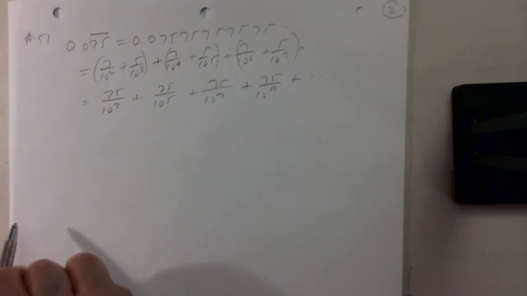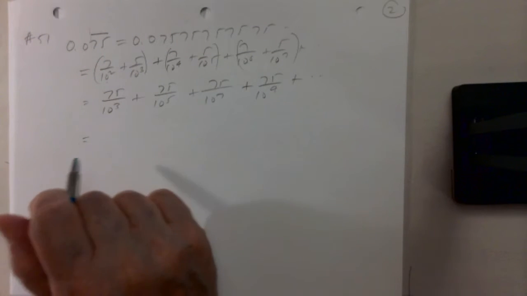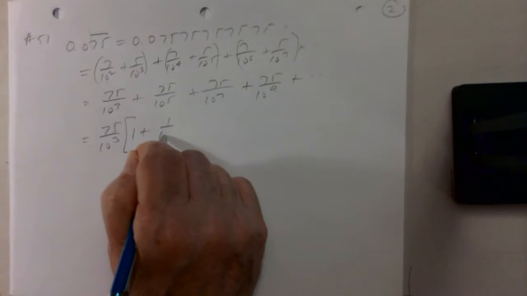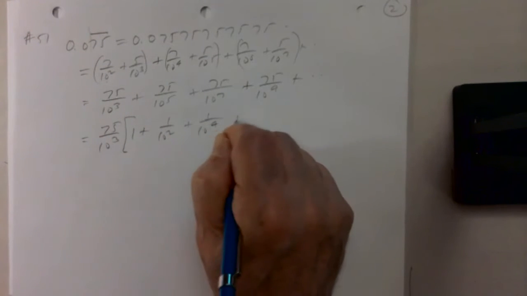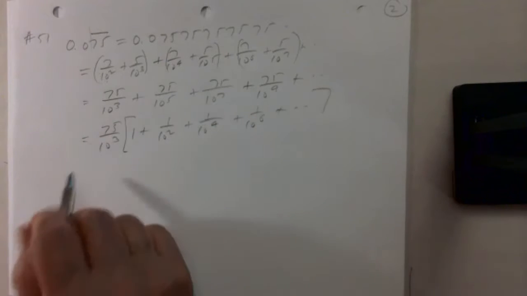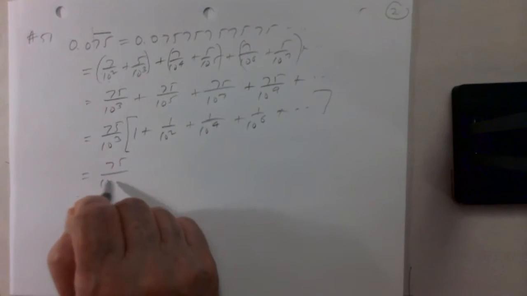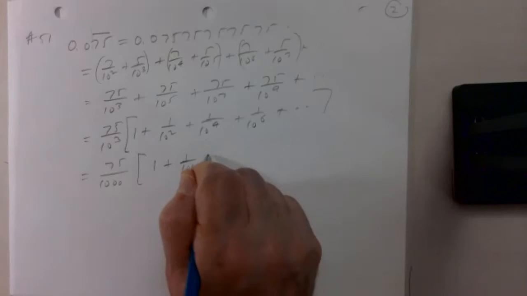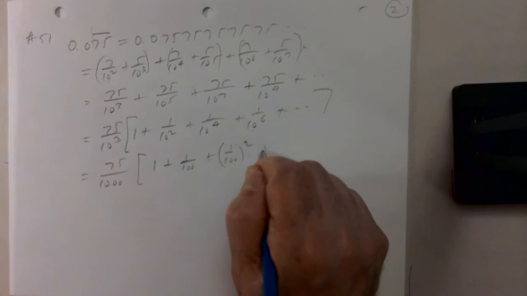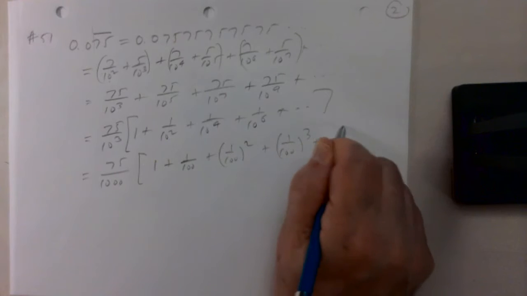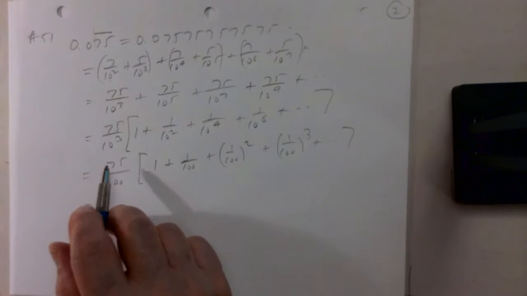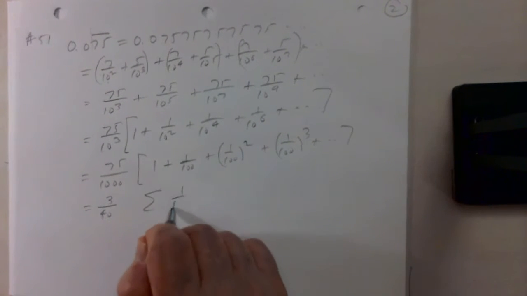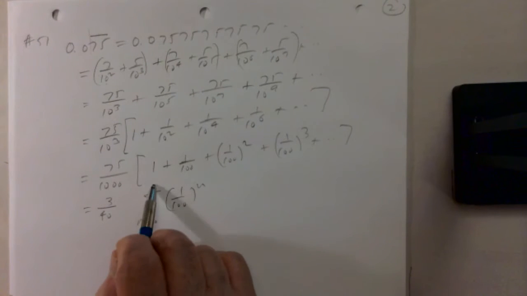So if you look at this carefully, this should look like a geometric progression. Suppose I factor out 75 over 10 cubed, and then I get 1 plus 1 over 10 squared plus 1 over 10 to the 4th plus 1 over 10 to the 6th, and so forth. This is 75 over 1,000 times 1. This is 1 over 100. This is 1 over 100 squared. This is 1 over 100 cubed. Let's see, what is 75 over 1,000? If I divide 25 into that, I get 3 over 40. And this is the infinite series summation 1 over 100 to the n, as n goes from 0 to infinity.